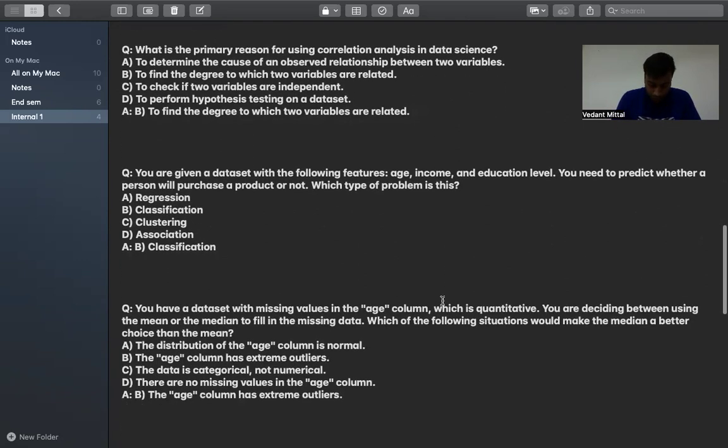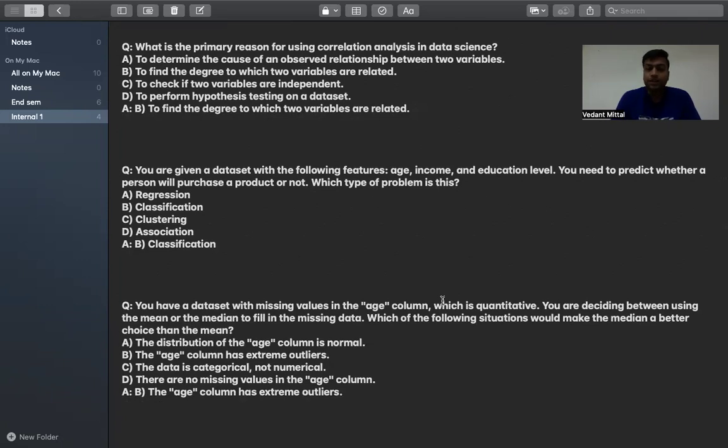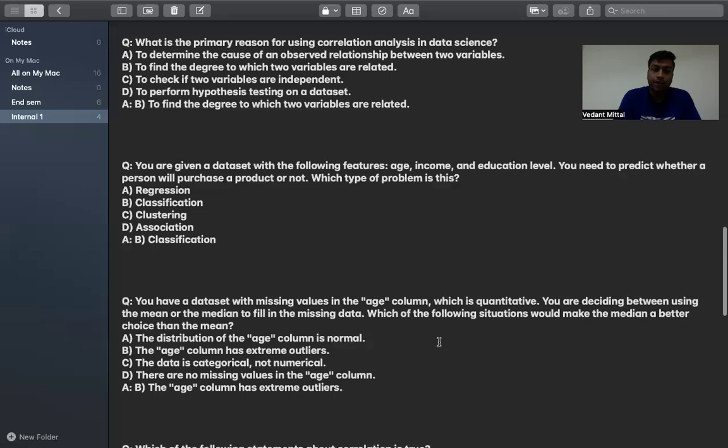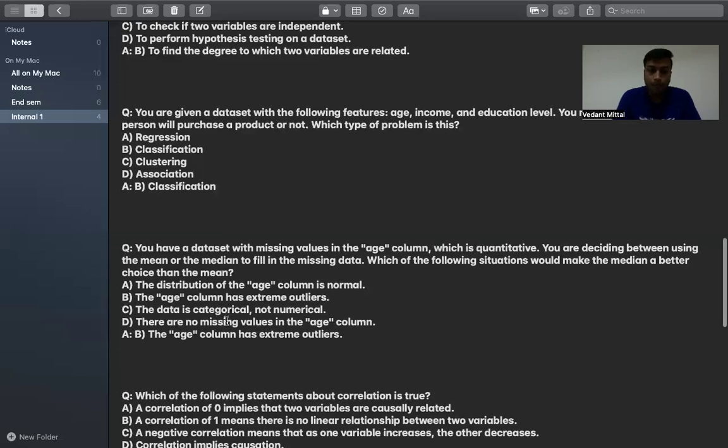Suppose you have a data set with missing values in the age column, which is quantitative. You are deciding between using the mean or the median to fill the missing data. Which of the following situations would make the median a better choice than the mean? The age column has extreme outliers, so we'll use median, because the outliers will basically shift the mean towards them, and eventually the machine will not perform better.